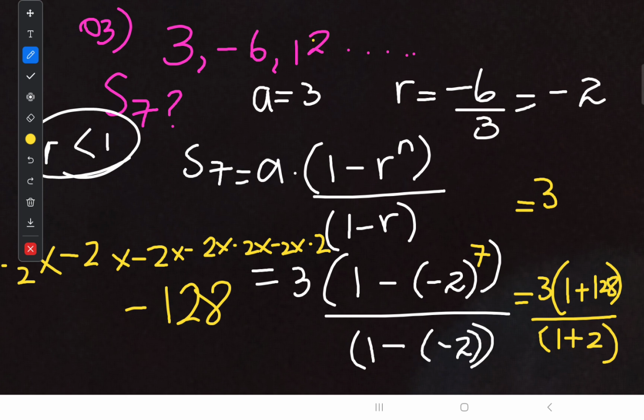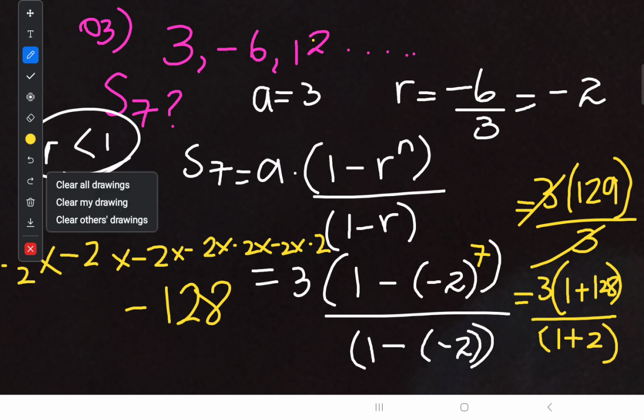I'll write the remaining here. 3 into 129 upon 3. We can simplify this 3 and this 3. So your answer for S7 equals 129. Okay, all of you found this answer correctly. Very good. Okay, finally we will do one more question.